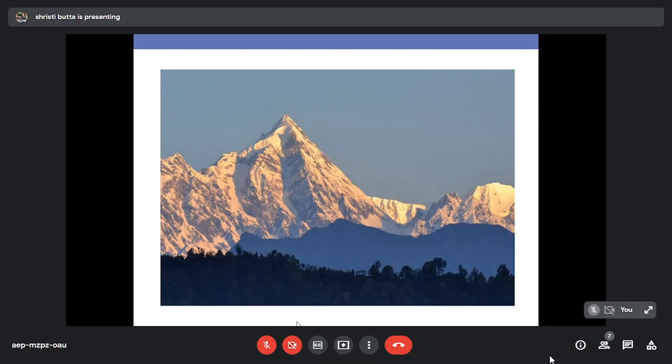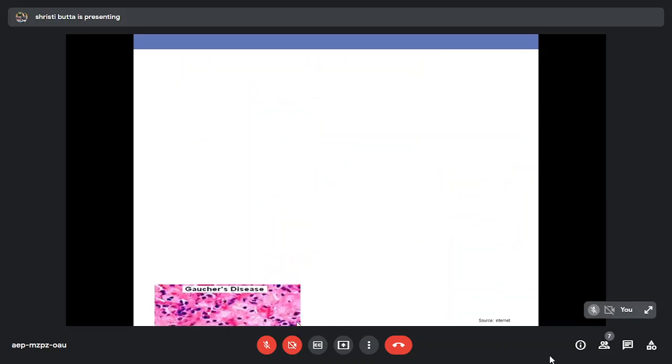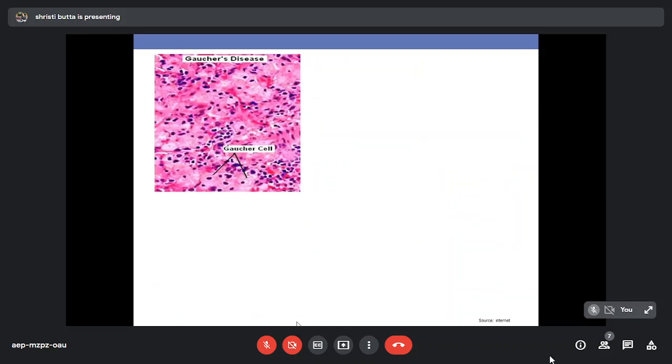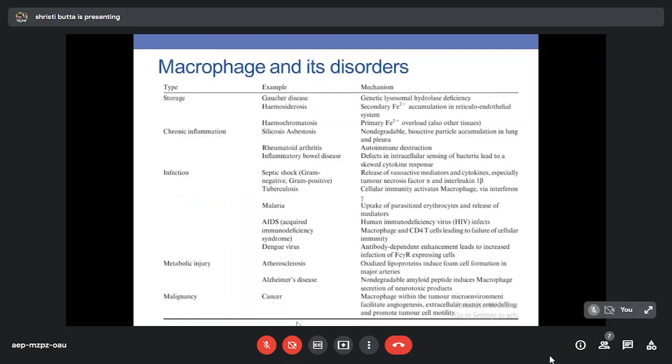Now we have macrophage and its associated disorders. We all know Gaucher's disease, right? Gaucher's disease is associated with the deficiency of glucocerebrosidase. Now these are the Gaucher's cells here. It's a disease which is associated with a genetic lysosomal hydrolase deficiency.